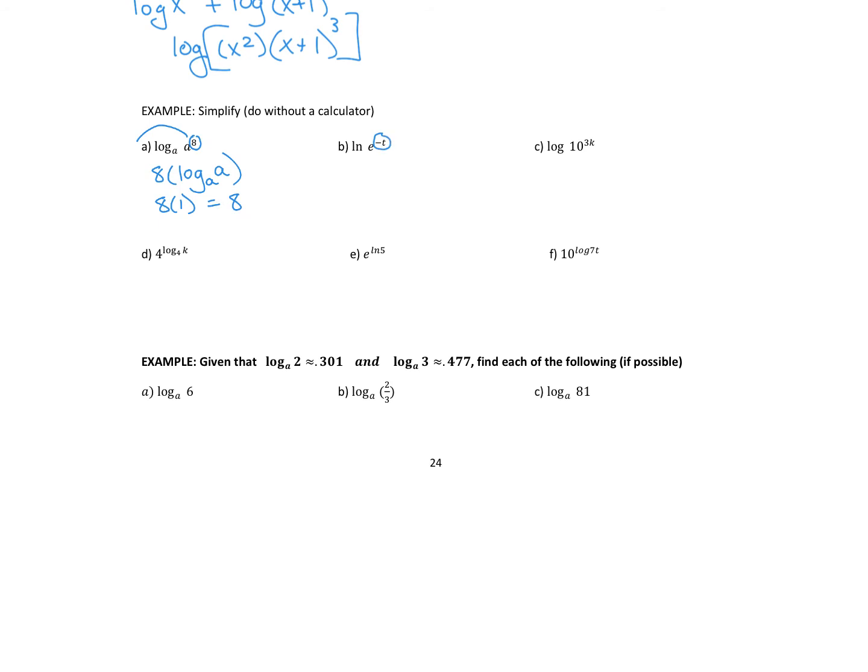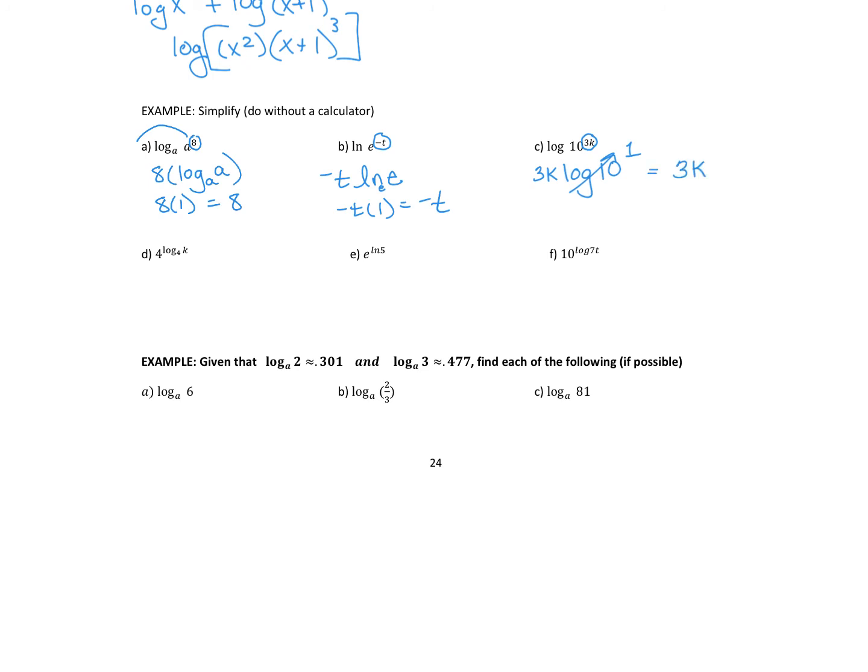For our next example, we can bring the negative t down in front of the natural log of e. The natural log of e is also 1, because we're saying what power do we have to raise our base of e to get e, and that's 1. So negative t times 1 is just negative t. In this case, we can bring our 3k down in front of our logarithm. Log base 10 of 10 is also 1, so we just get 3k.